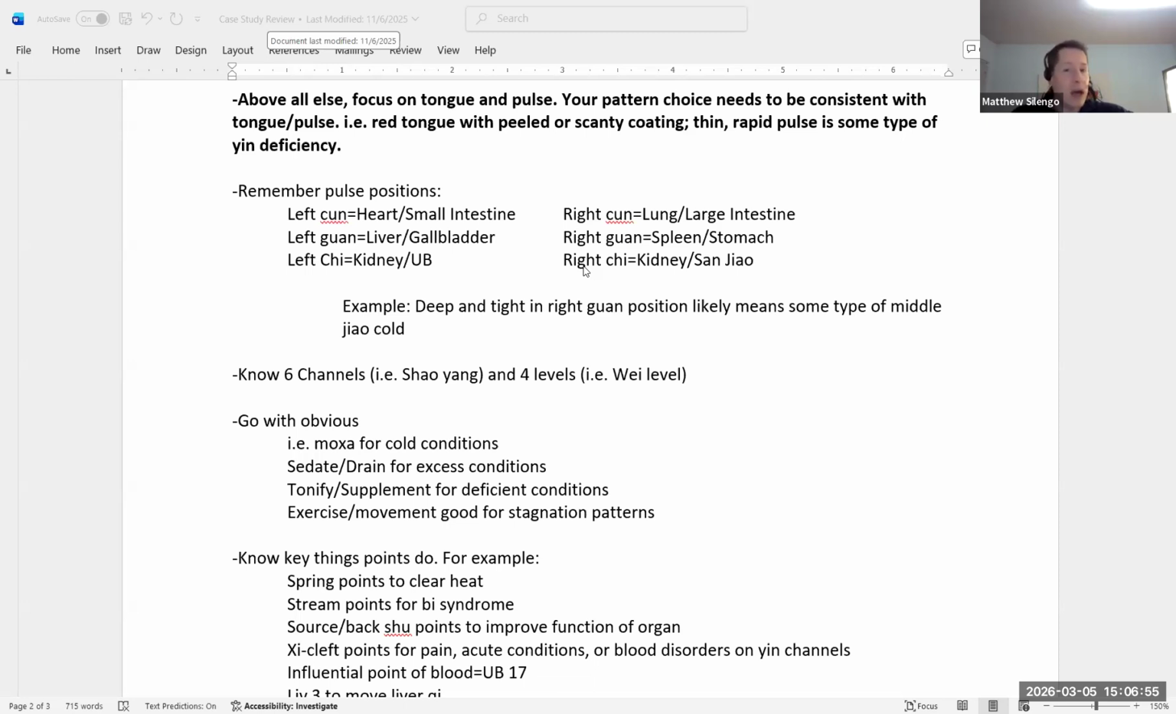So if there's a red tongue with a peeled or scanty coating and a thin rapid pulse, your answer should be something with yin deficiency. Whether it's kidney insufficiency because they have low back pain and scanty urination, or whether it's lung yin deficiency because they have a hoarse voice and a dry cough, your answer should be something with yin deficiency if you're seeing that kind of tongue and pulse.